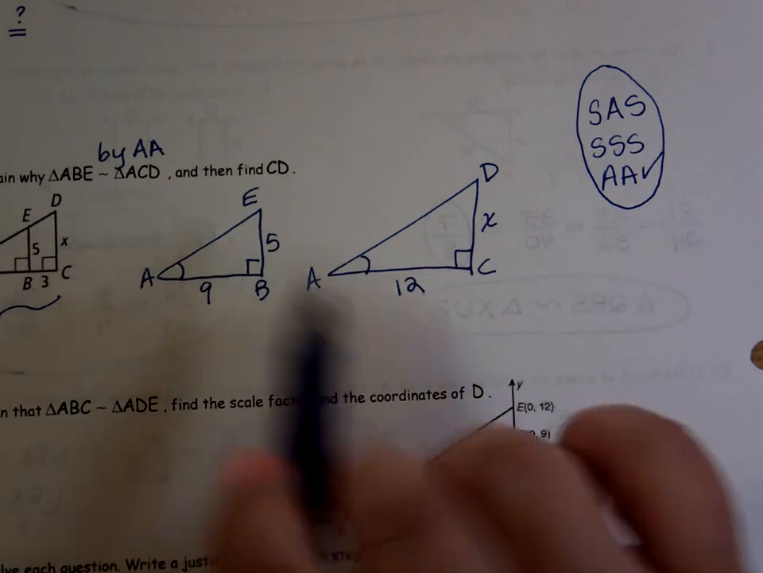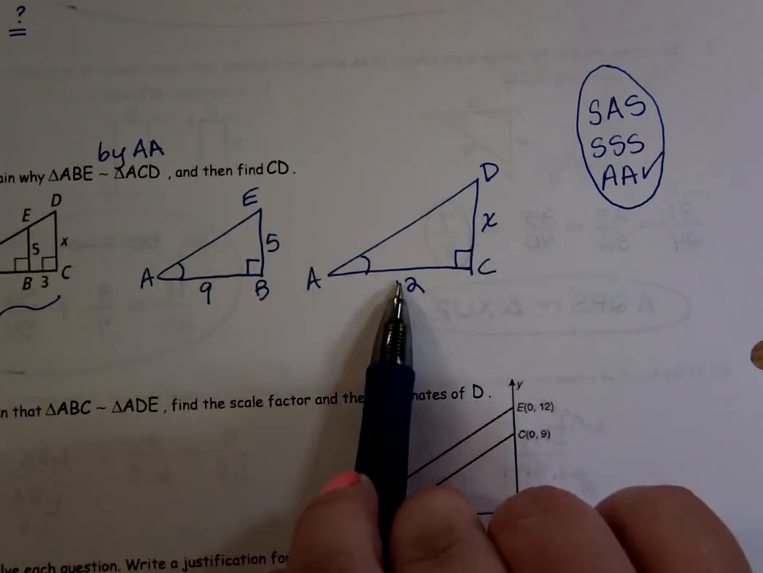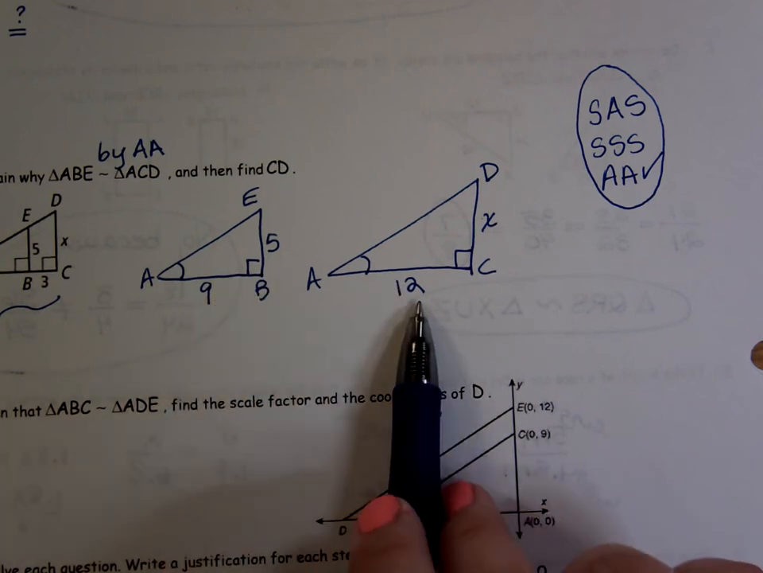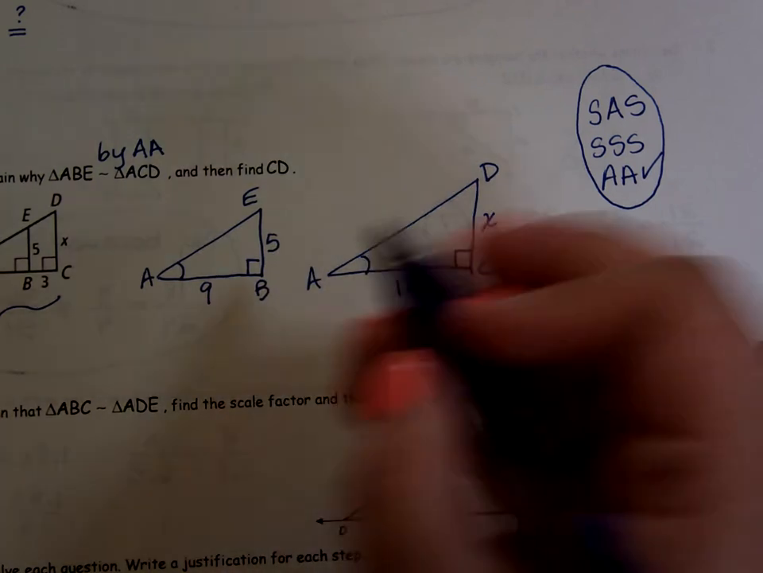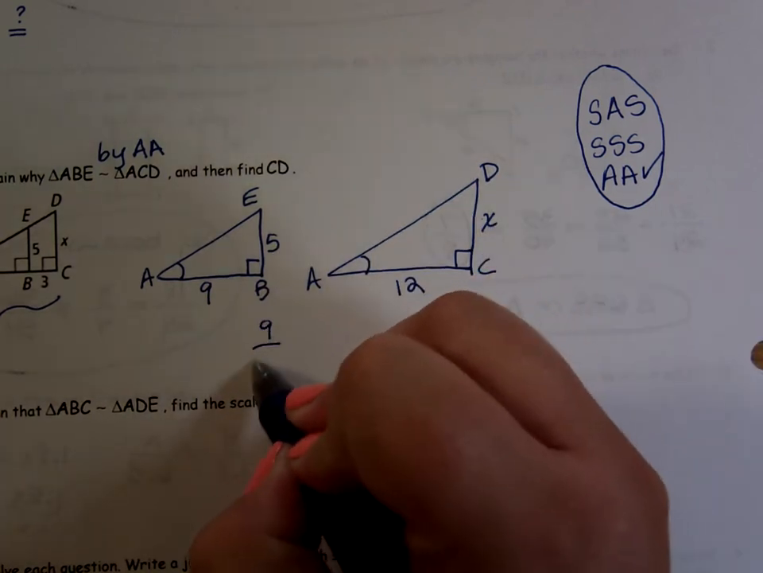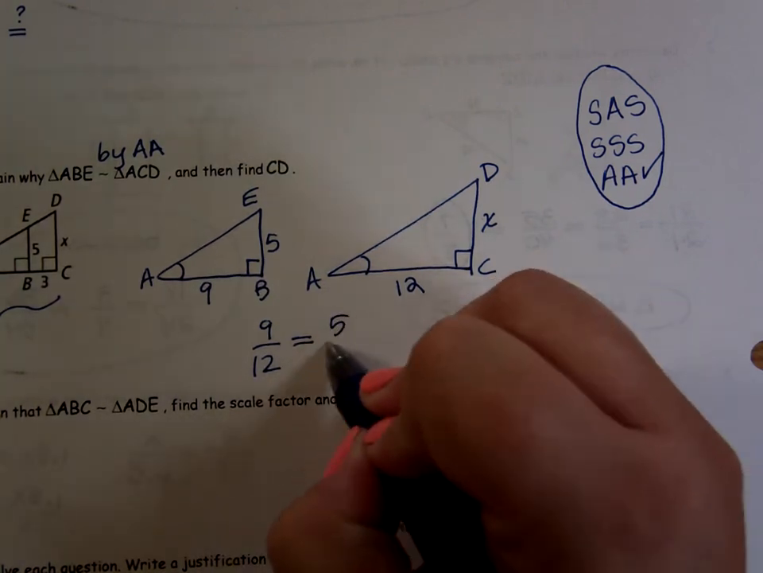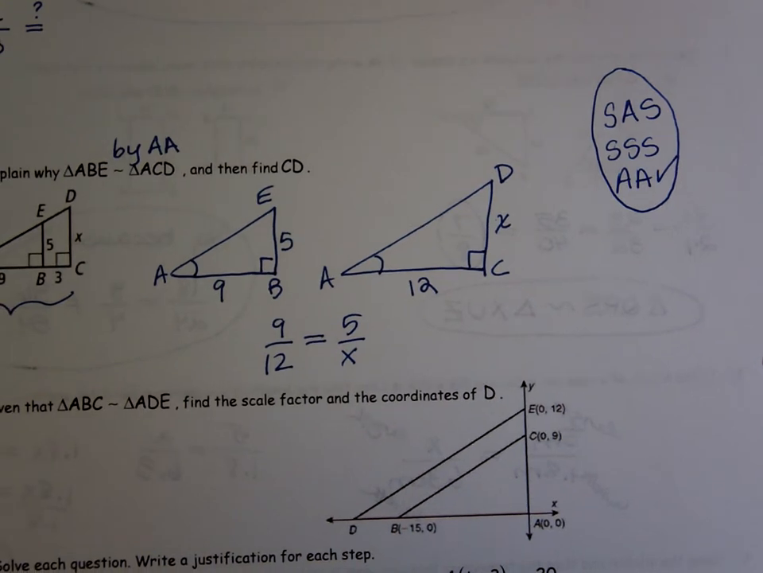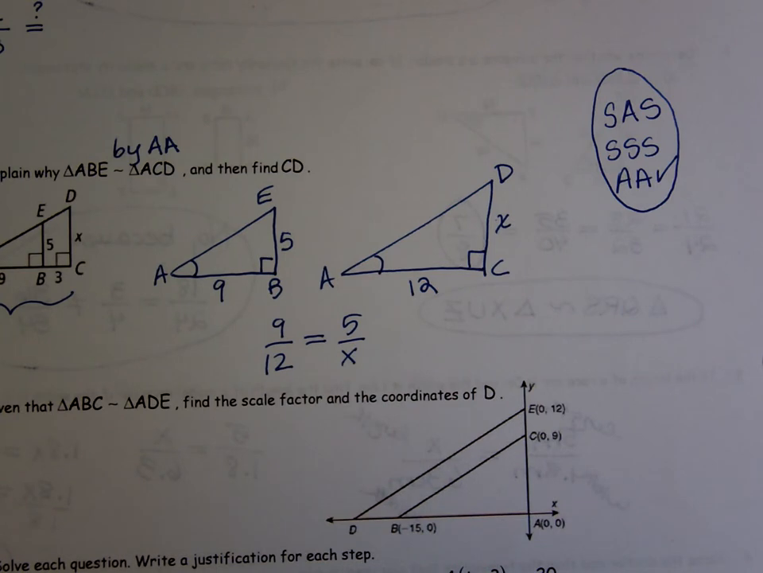So now that I know they're similar for sure, I can set up a proportion with my ratios of side lengths and solve it. So I'm going to say 9 over 12 should be the same as 5 over x because these are similar. So 9 over 12 equals 5 over x. That's a proportion. Anytime you have fraction equals fraction, that's what a proportion is. So now I'm going to cross multiply to solve my proportion.